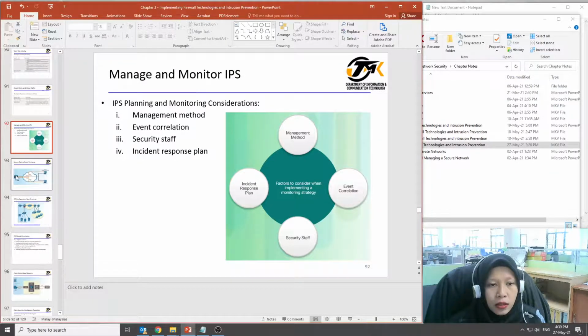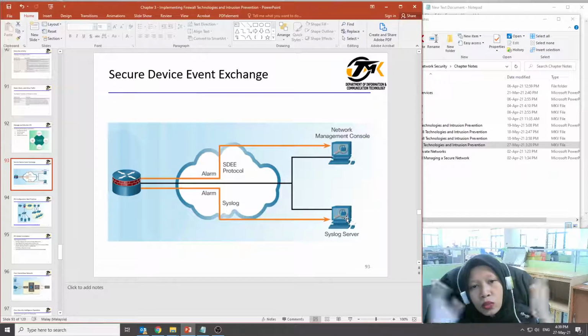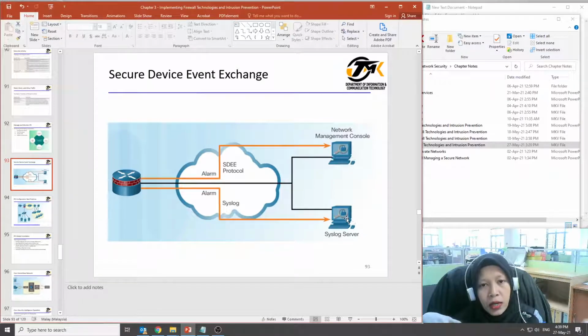Alright, so now this is how the secure device event exchange works. You can just go through it. This is the IPS, and this is the network management console. This is the Cisco server. When they have an alarm, it will go using the SDE protocol, and they can keep the information in the network management console. For the syslog, they will keep it in the syslog server. So there are two different servers for the management: one for the IPS, and the syslog server.